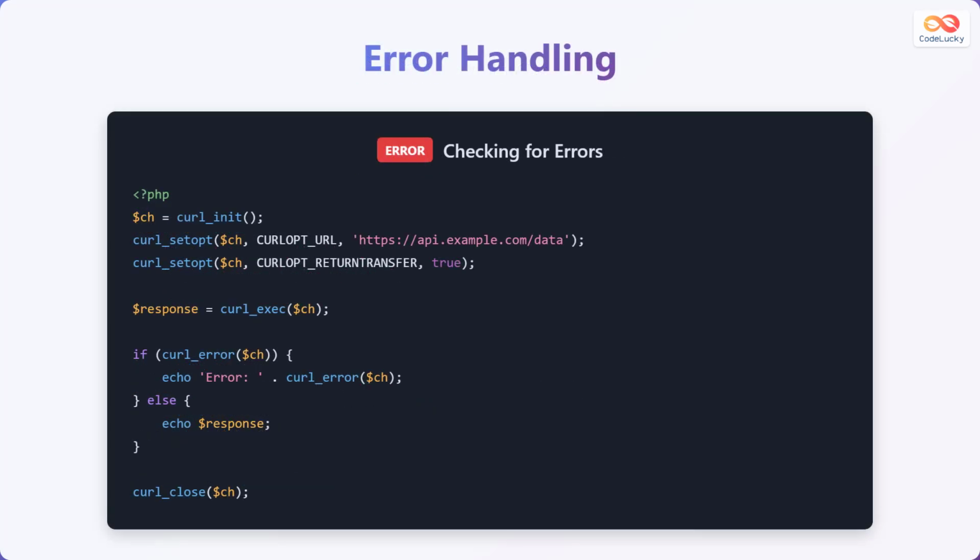It is important to check for errors when making cURL requests. After executing the request using curl_exec, check if there are any errors using the curl_error function. If there is an error, display the error message. Otherwise, display the response. Finally, close the cURL session.